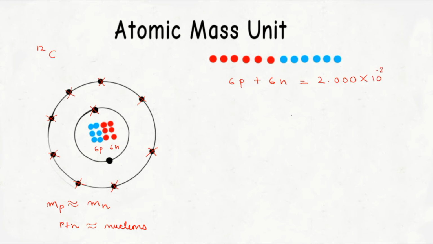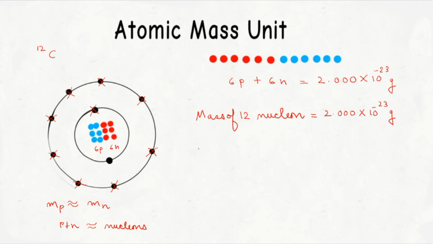2.000 into 10 raised to minus 23 gram. Okay, and we already learned that mass of a proton is approximately equal to mass of neutron. So instead of writing mass of 6 protons and 6 neutrons separately, I am writing it as mass of 12 nucleons. Agreed? Because protons and neutrons both are having almost the same mass. That will be equal to 2.000 into 10 raised to minus 23 gram.